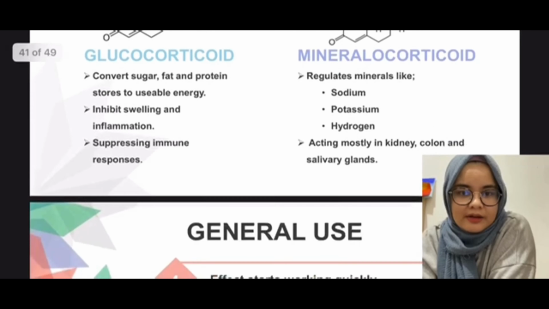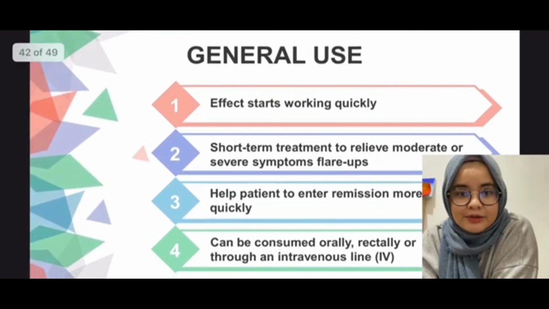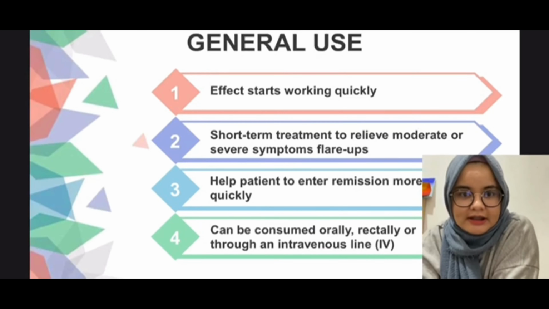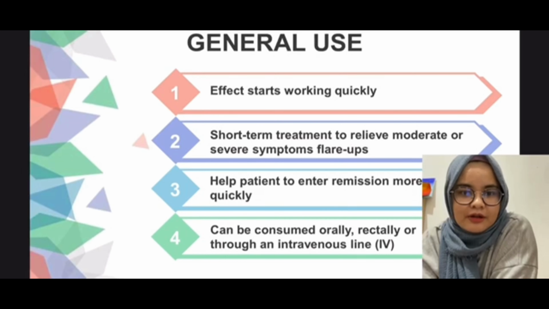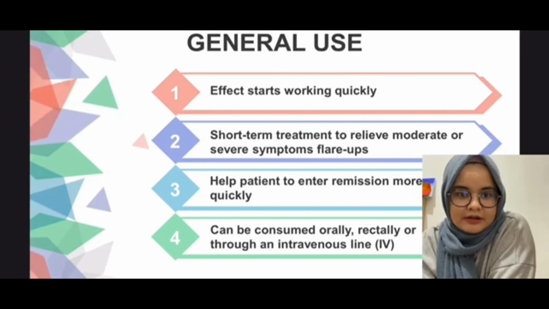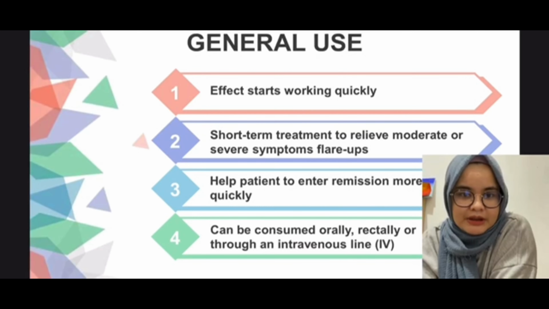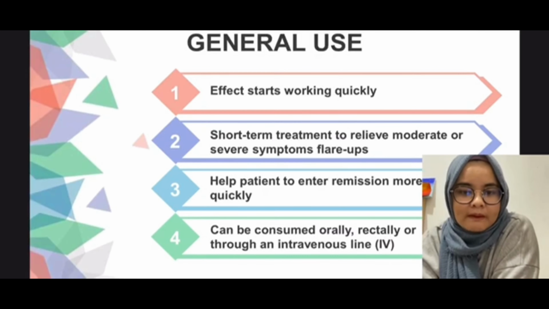Next, we are going to look at the general use of these corticosteroids. The effects will start working quickly, and it is a short-term treatment to relieve moderate or severe symptoms. These corticosteroids also help patients to enter remission more quickly. They can be consumed orally, rectally, and also through an intravenous line.